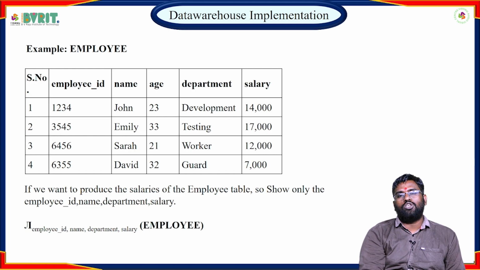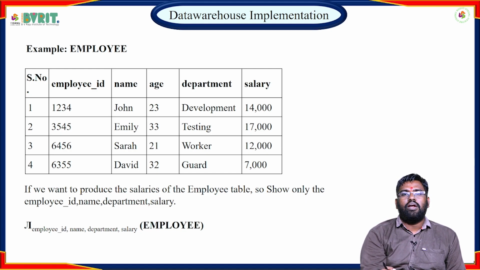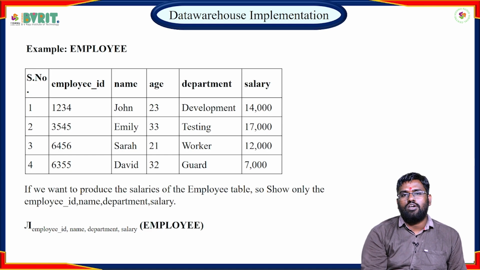In the case of selection, it is used to select only particular rows of values from the set. But in the case of projection, we have to select only particular columns from the set. All the values have to be there in the columns. That is about projection.